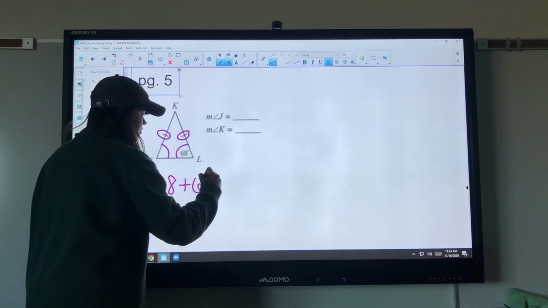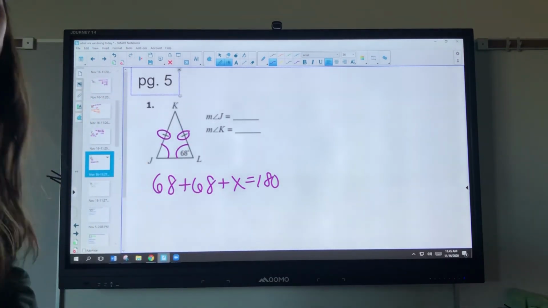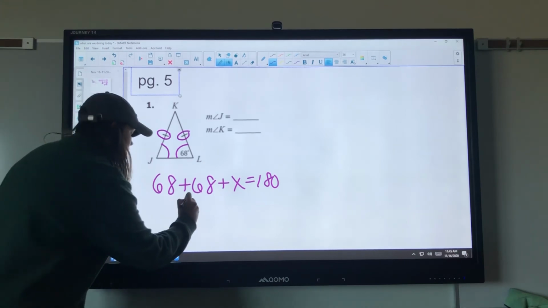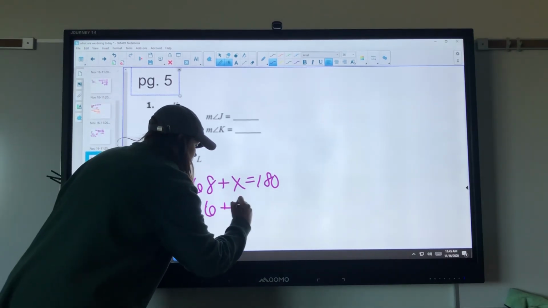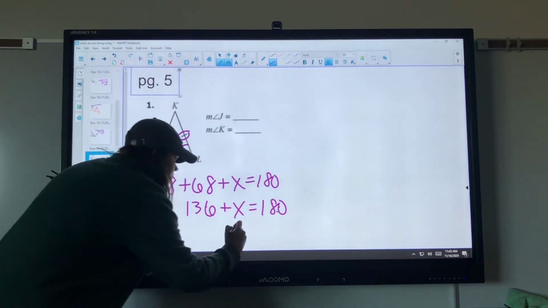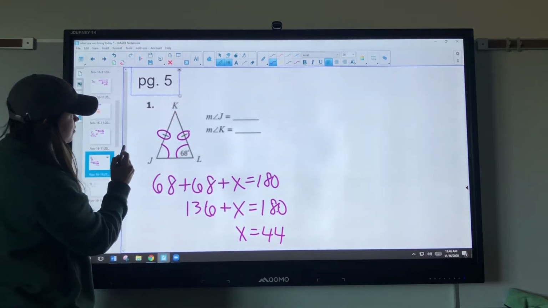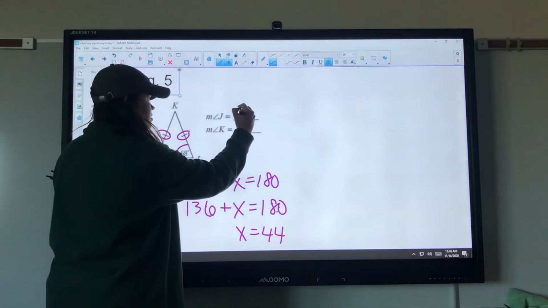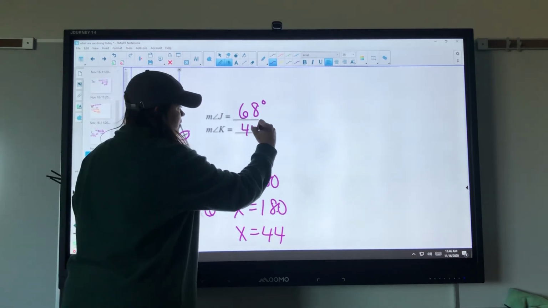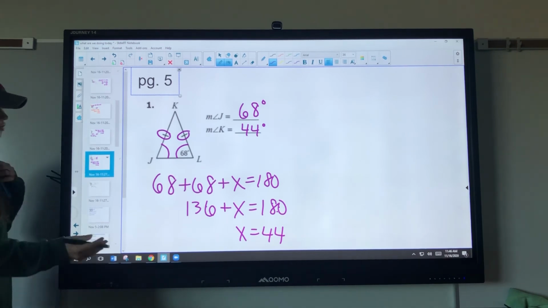So 68 plus 68 plus the angle I don't know. Again, add them up and subtract from 180. That's 136. So this top angle here, angle J, is 68. And angle K is 44. So again, you're going to practice this again in the next lesson, but I wanted to include it in this video to show you the connection.